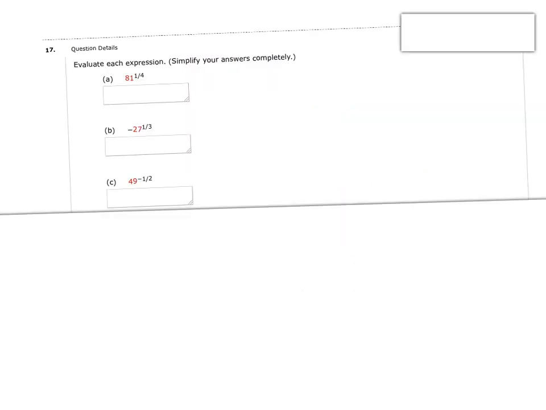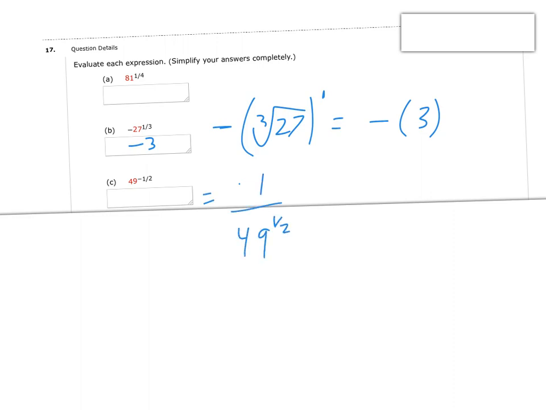All right, next up here, I'm going to go ahead and do b. So for this one, that negative 27 is not in parentheses. So really what I need to do here is the cube root of 27 and then make that negative. Because on this one, the denominator is the root and the numerator is the power. So you can think of it as a 1 out there, although that's not really necessary. So the cube root of 27 is 3. And so this one would be negative 3. Part C is a little bit different here. So this one has a negative exponent. So negative exponents go to the bottom. So that's going to be 1 over 49 to the 1/2. And so that's really saying 1 over the square root of 49. And so it'll be 1 over 7.